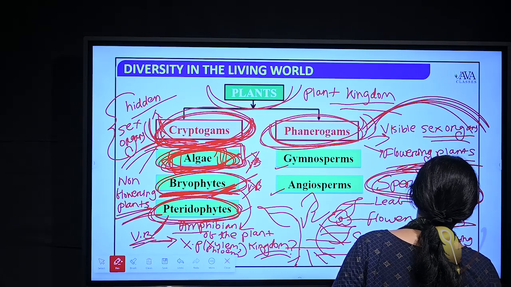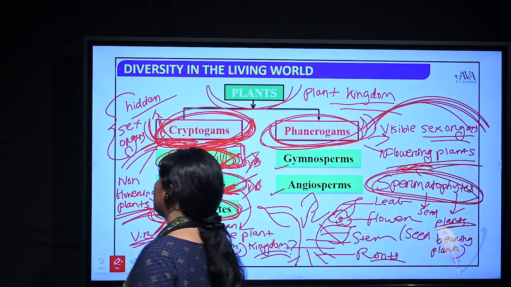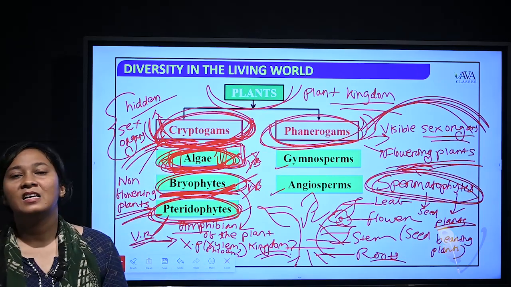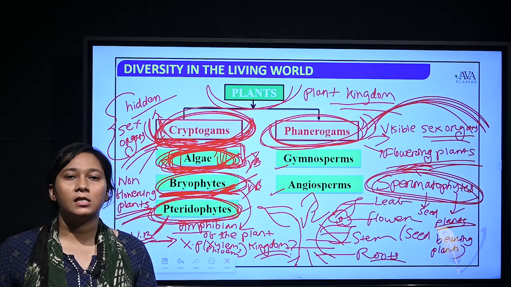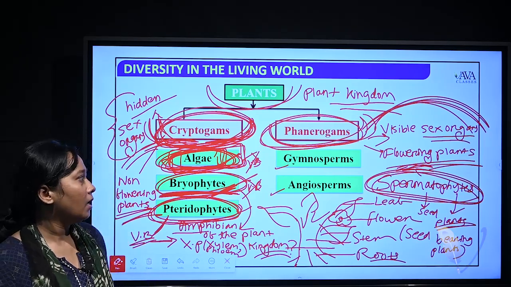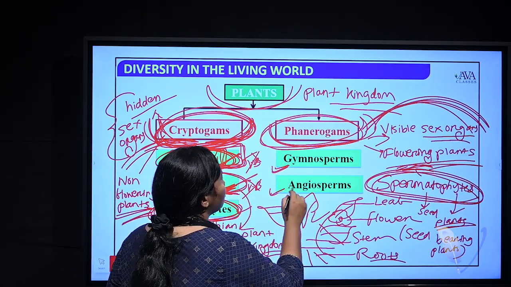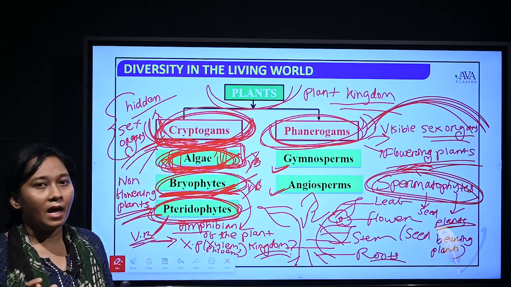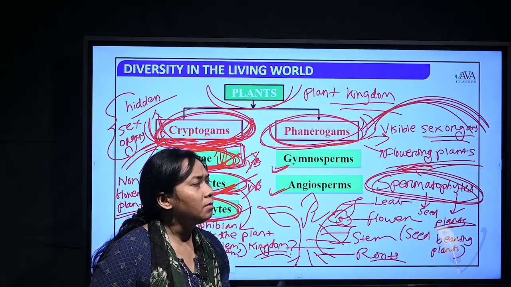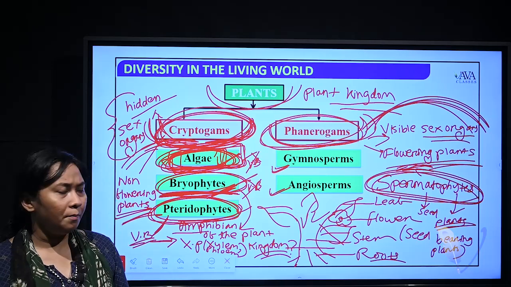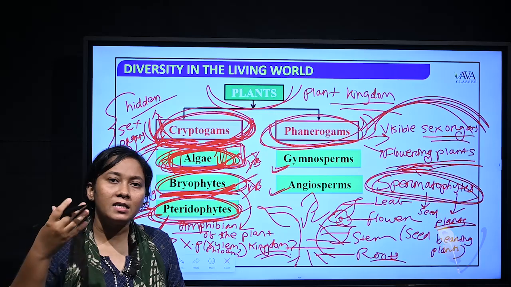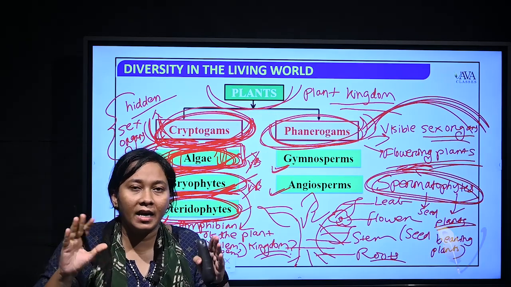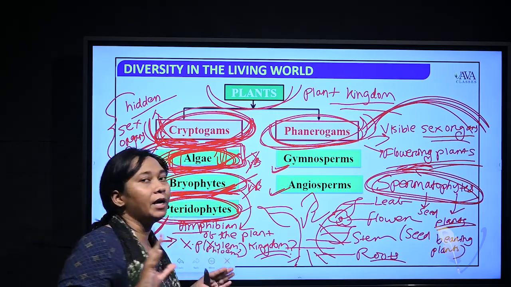Clear? So those plants are seed bearing plants. That is why they are otherwise called spermatophytes. Gymnosperm, angiosperm, you can see they have the seed. Why gymnosperm? Gymnosperm means their seed is not covered. They have naked seeds, naked ovules.